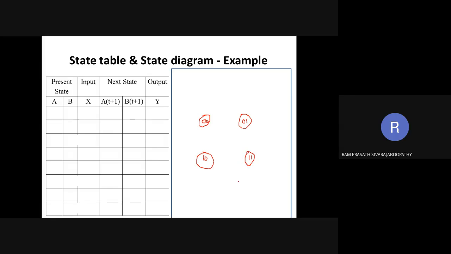Okay, first, look at what we are saying: 0 0. 0 is the input, so it moves to the next state. Listen carefully, see how to draw the diagram. This is the present state, this is the next state. Correct? So from 0 0, where does it go? It goes to 0 0 itself, so I am putting an arrow like this. Fine. What about the input? 0. What about the output? 0. So 0 by 0. That's all. Next step.